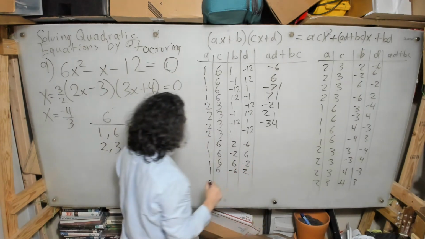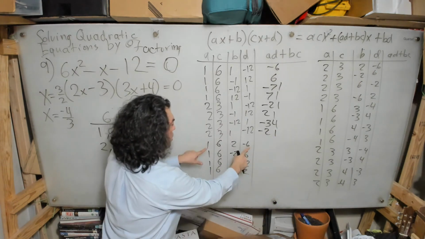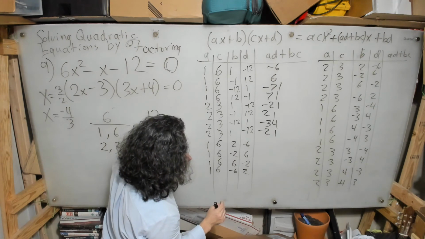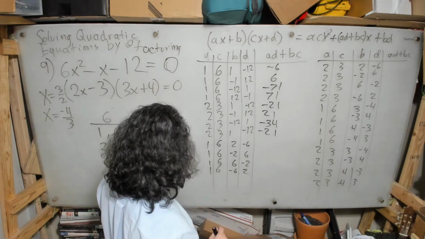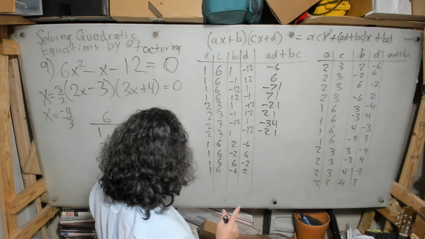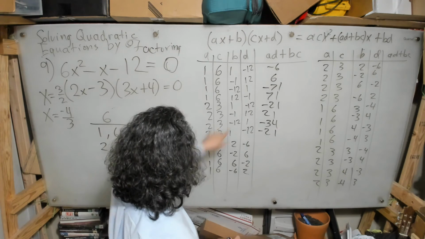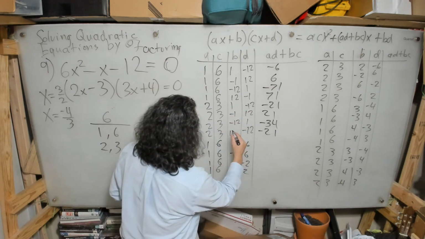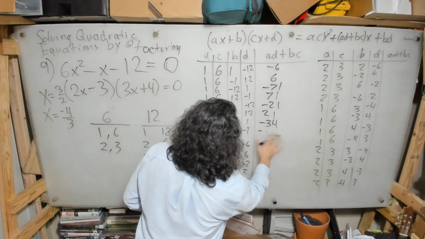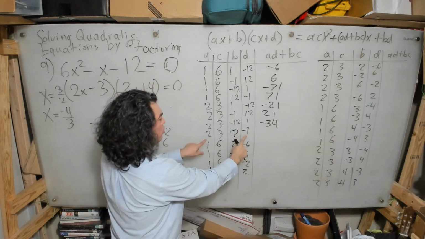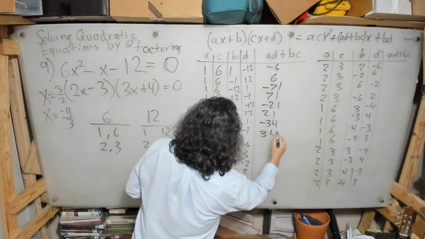Wait, I'm sorry, what? Yes, that's right. Something went wrong here. Did something go wrong here? Oh, I recopied this one. Okay, this one's supposed to be positive 12 and negative 1. Forgive me. So then here, A times D is negative 2 plus 36. That's positive 34.